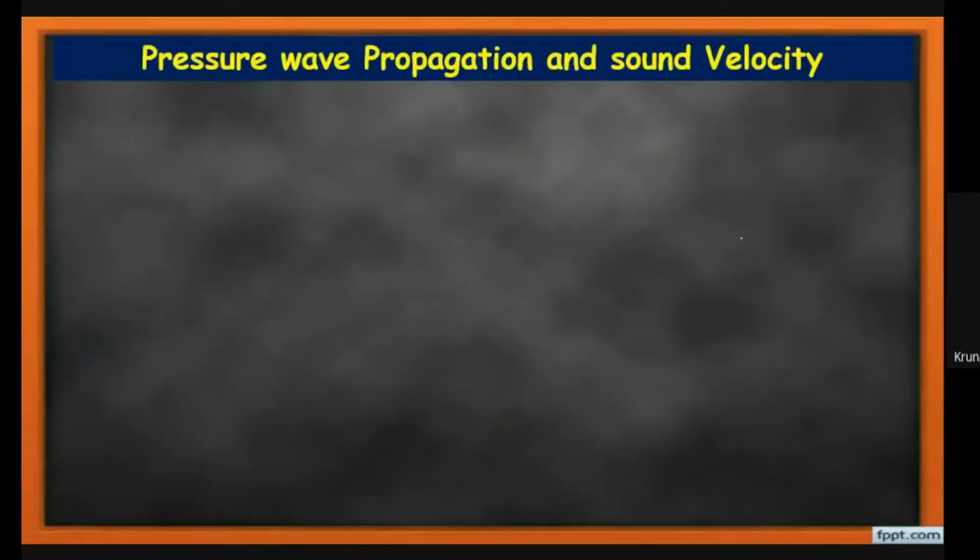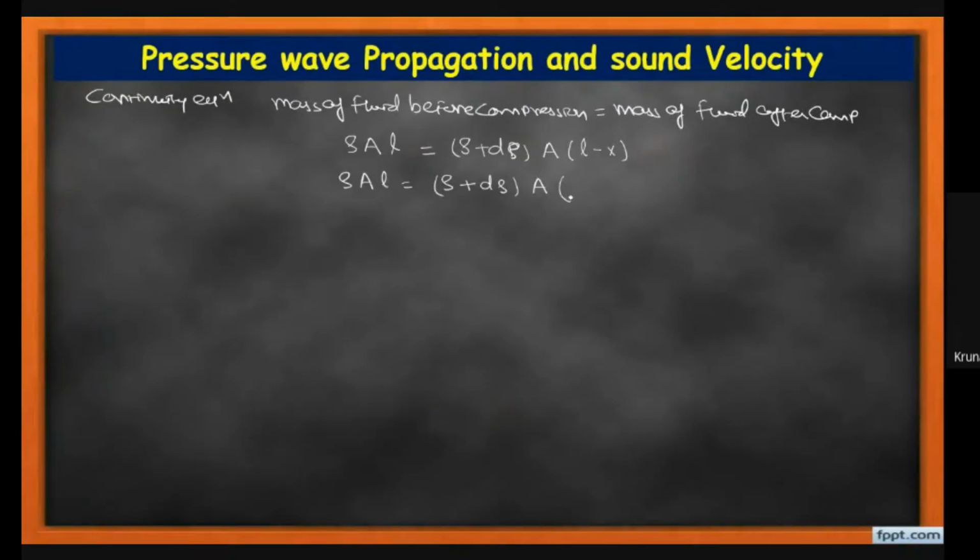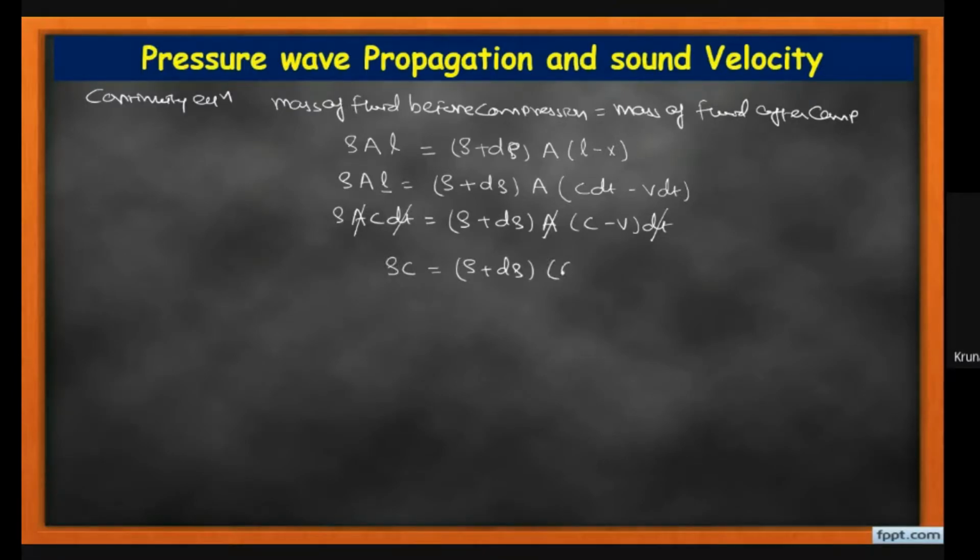So we put down the value over here in the bracket. L equals c into dt, then x equals v into dt. Similarly here L is also there, so we just write it as c dt. So rho A c into dt equals rho plus d rho in the bracket, A into c minus v into dt, which will be constant, so it comes out of the bracket. So this dt is cancelled out. Similarly A is cancelled out. So finally we get rho c equals rho plus d rho in the bracket, c minus v.